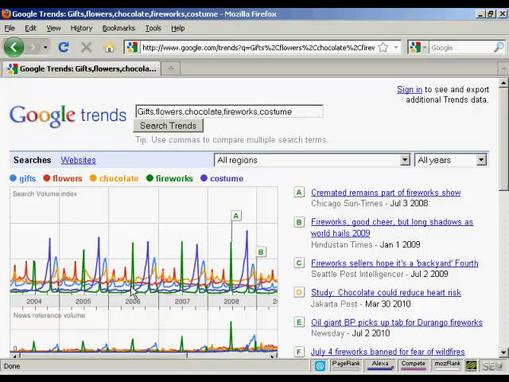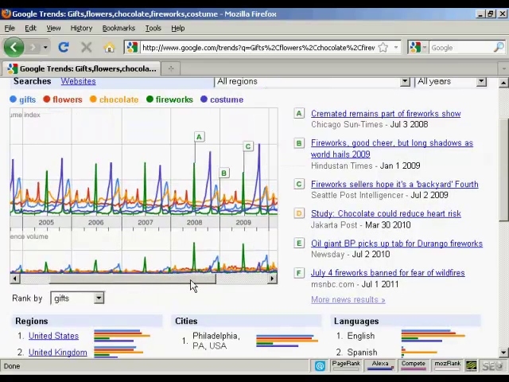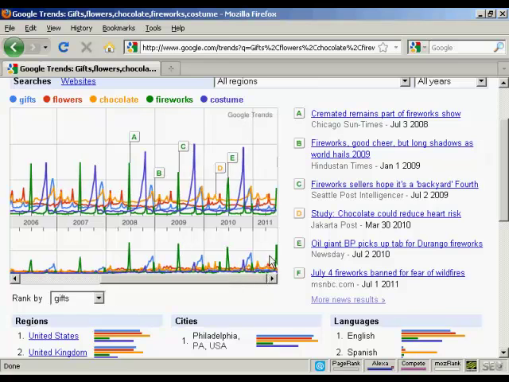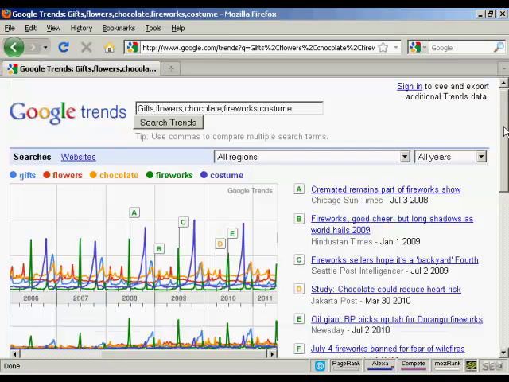Fireworks tends to peak in the middle of the summer, mainly because the 4th of July in America gets a lot of searches and lots of airplay, lots of news. Costumes again tends to peak around Halloween, because countries like America, Ireland, Britain, Germany have Halloween parties and people dress up in fancy costumes and so on. But you can also use this to analyze trends and show where your product or service might be better aimed at a specific place at specific times of the year.